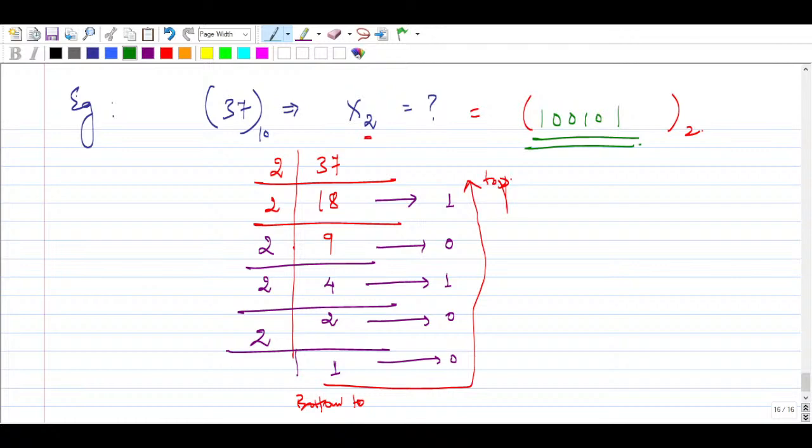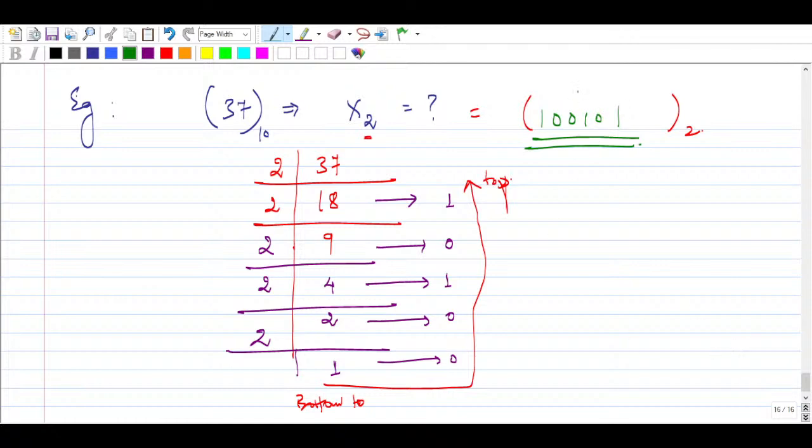So in case of decimal to any number system, any base, what you have to perform for the integer part, if your number is having integer part only, is successive division. So I hope this concept is clear for everyone. And next example, let's take one example here again.